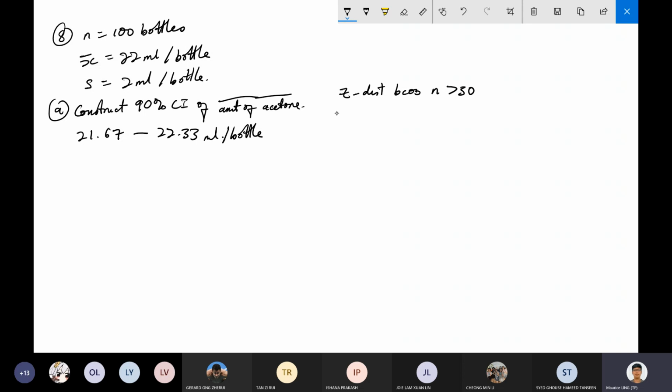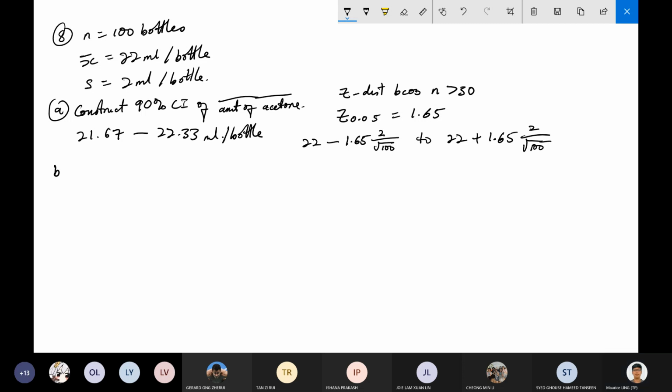Okay, and what you want is Z 0.05, which is 1.65. So how you get the answer is actually 22, which is the mean, minus 1.65. The standard error is 2 ml divided by square root of 100. Okay, 22 ml plus 1.65 divided by square root of 100, which is 10. Yeah, that's how you get the answer.